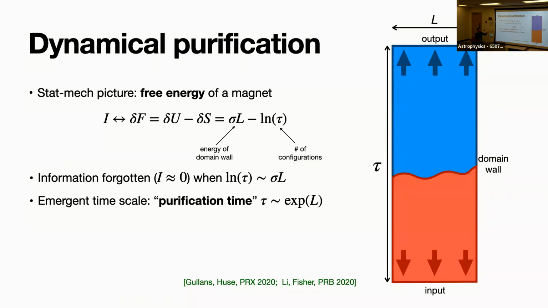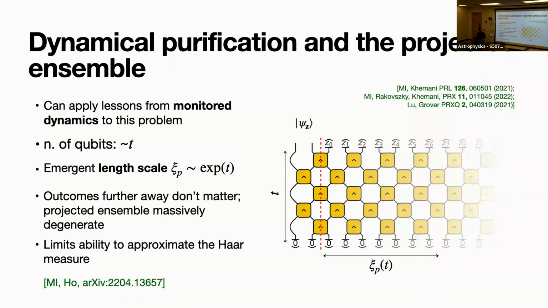Okay, so now we just want to take this lesson from monitored dynamics and bring it back to our problem of characterizing the projected ensemble in these cluster circuits. Okay? So again, to refresh your memory, we were thinking about how these temporal transfer matrices carry information over space from far away into our subsystem of interest. And the lesson that we want to apply has to do with the memory time of these dynamics. The number of qubits that are acted on by these transfer matrices is linear in time, so in the depth of the circuit. You can see here the number of lines that cross any vertical cut is something like one per gate, basically.